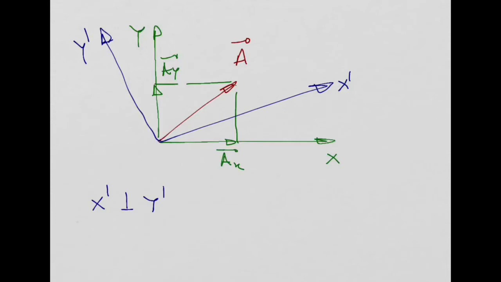So, imagine, for example, I want now to describe my vector A in this new coordinate system, x prime, y prime. My question is, do you think the vector A that you have here in red will be different just because I'm describing it in a different coordinate system? Or is it going to be the same vector?